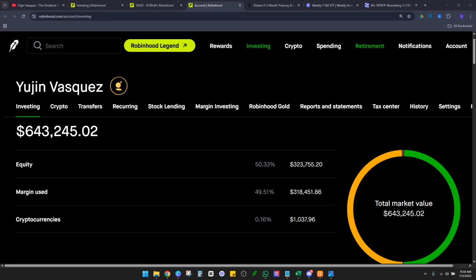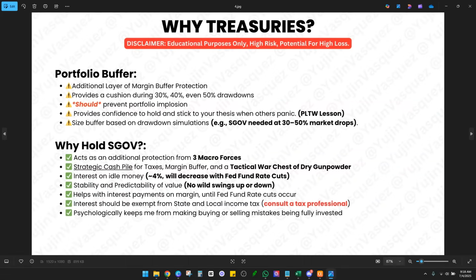So let's talk about why I'm including treasuries. I basically need a portfolio buffer, and treasuries fit that bill very nicely. You're going to get an additional layer of protection for your margin buffer. This provides a cushion during 30, 40, and even 50% drawdowns, depending on the allocation that you have. And I'm going to show you some charts on what this actually looks like.